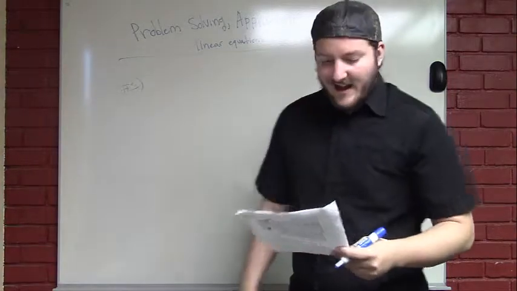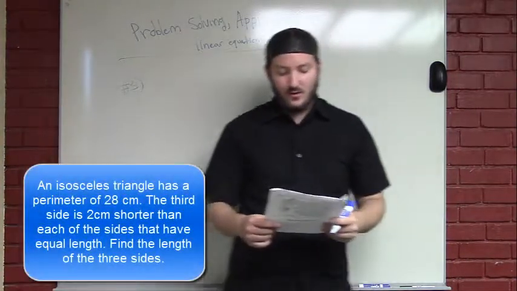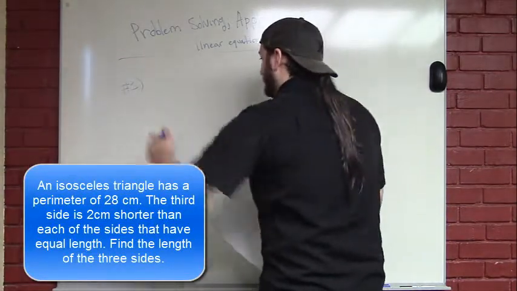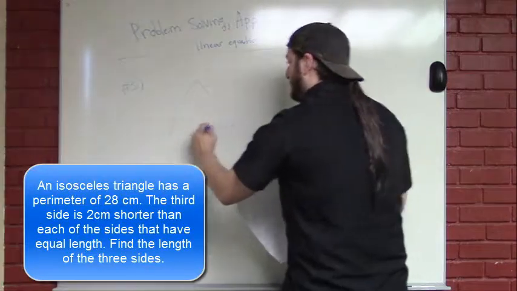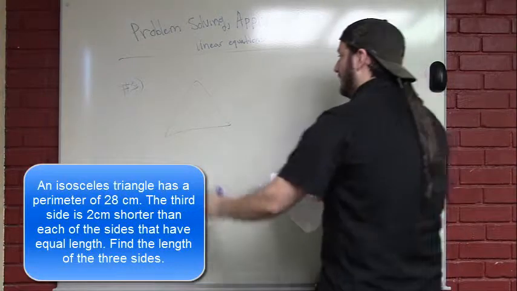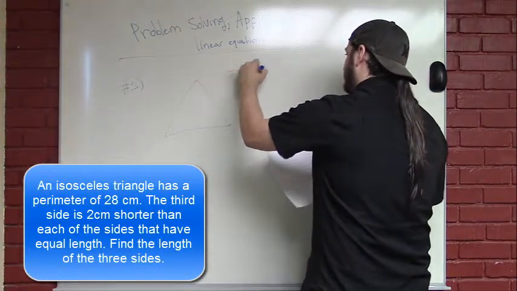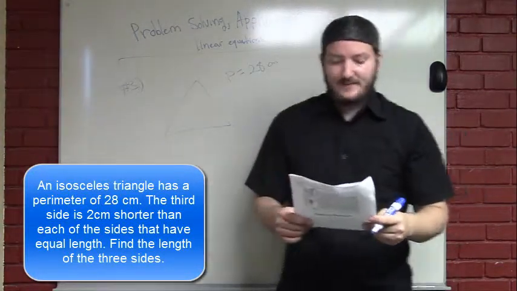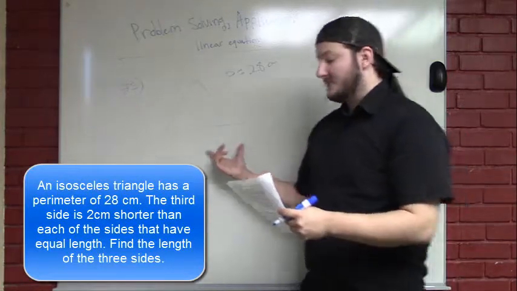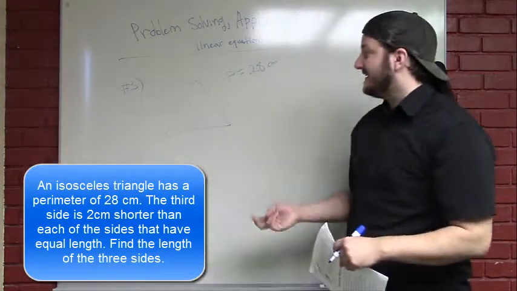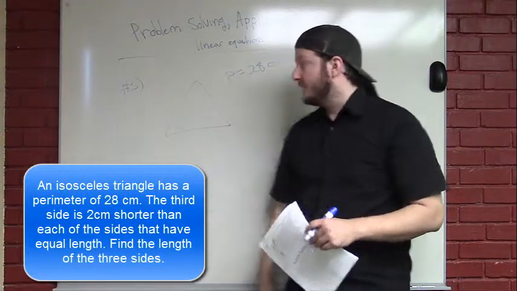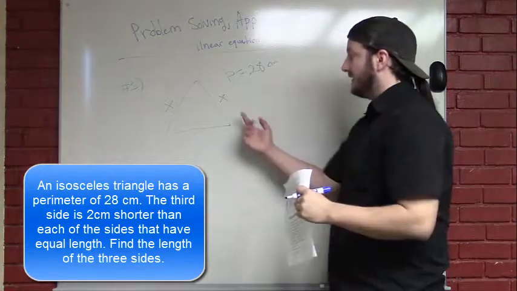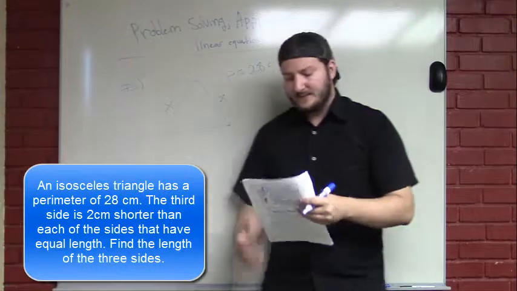An isosceles triangle, should be in your notes, has a perimeter of 28 centimeters. So we're going to draw a triangle here, and it has a perimeter P equals 28 centimeters. Remember what an isosceles triangle is. It means at least two of the sides are the same. So we'll say this side is x and this side is also x because they have to match.